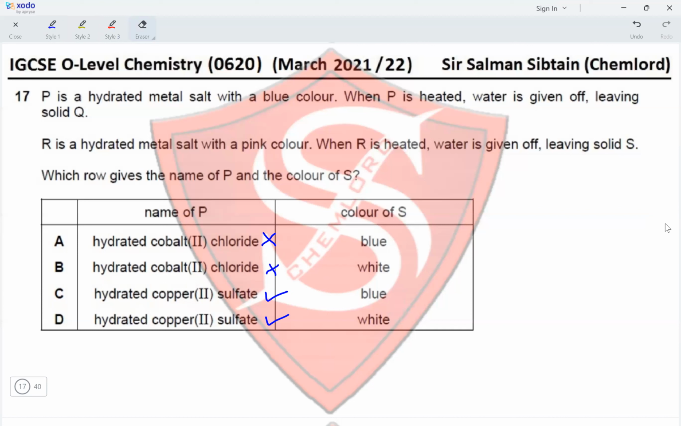We've got P as hydrated copper sulfate, which when heated would form solid Q. Solid Q is white in color. R is hydrated cobalt chloride, which is pink in color. When R is heated, water is given off, leaving solid S. They're asking for the color of solid S, and the color of solid S is blue. So this eliminates option D and makes option C the correct option for this question.